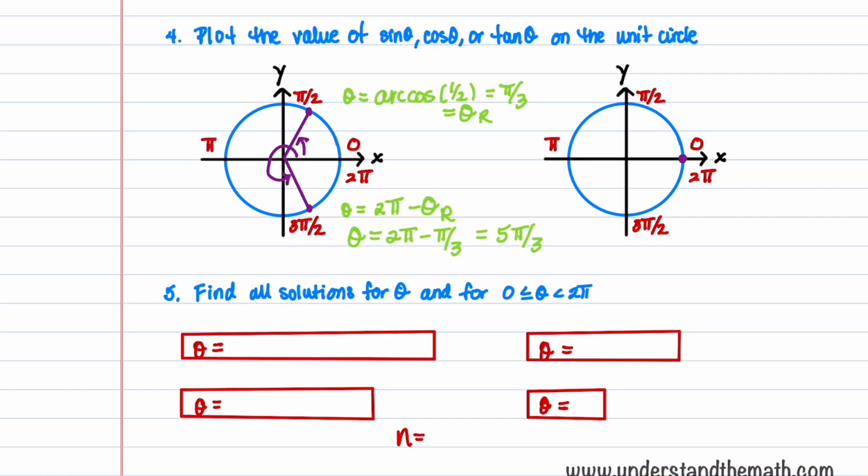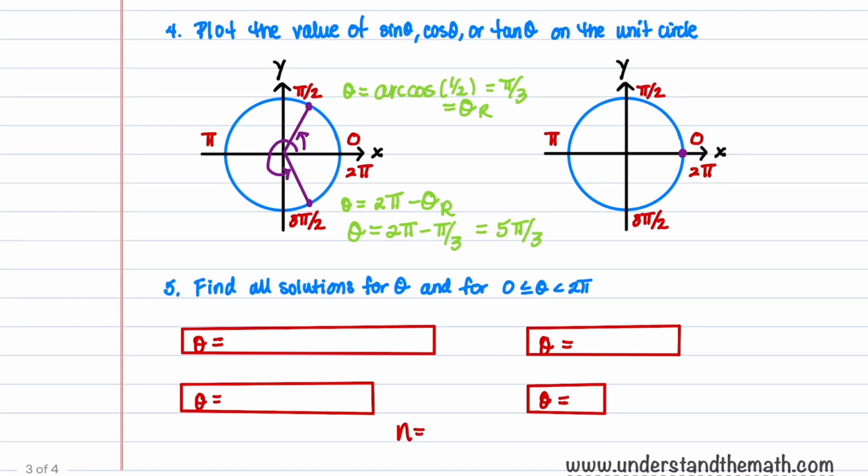For our equation on the left, theta is then equal to pi over 3 plus 2n pi, and then 5 pi over 3 plus 2n pi. Between 0 and 2 pi, theta is pi over 3 and 5 pi over 3.